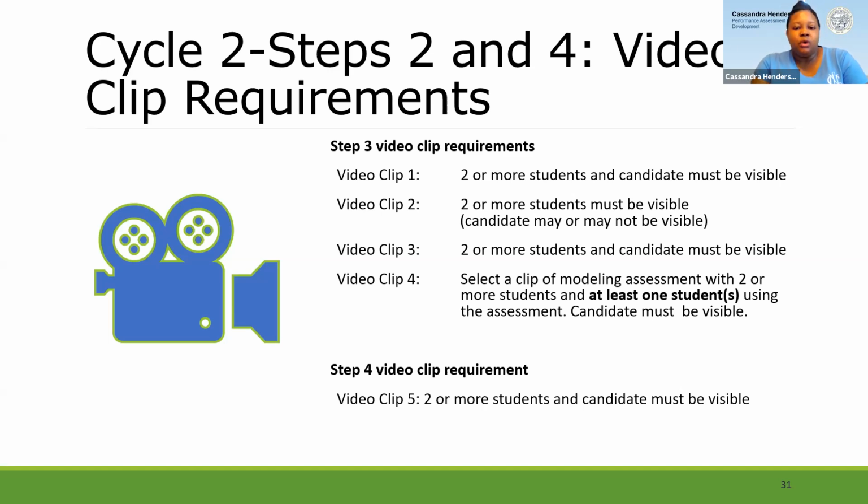And then for step 4, apply, there is one clip, two or more students, and the candidate must be visible. That is the reteach or the extension. Okay. So for cycle 2, there are 5 videos altogether.